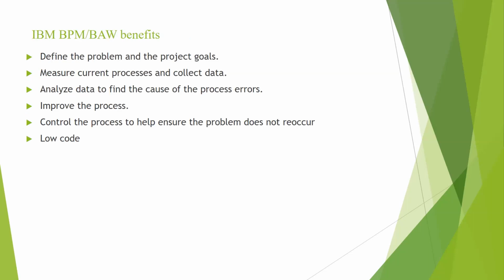The benefits of the BAW: defining the problems and the project goals, and collecting the current process data from real-time scenarios. In the analysis phase, we can track the process very easily, as I said, through the process admin console. From the process admin console, we can track exactly where the process is lying and where the issue is. If something goes wrong and the process fails, we can easily analyze where exactly it failed, and by that we can improve the process also. And less code will be there. Control the process to help ensure problems do not reoccur.